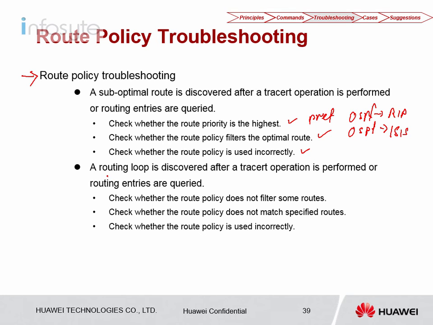Now the second condition is that a routing loop is discovered after a traceroute operation is performed. Above we had a suboptimum path, and now we have a routing loop. Again, check whether the route policy filters some routes, otherwise you will have a routing loop. Check whether the route policy does not match a specific route. Check your ACL and your IP prefix, and check whether the route policy is used incorrectly. So double check. Use display route-policy. Check the inbound and outbound, check the tagging, and check the permit and deny actions on your ACL. All this is important when you troubleshoot your route policy.